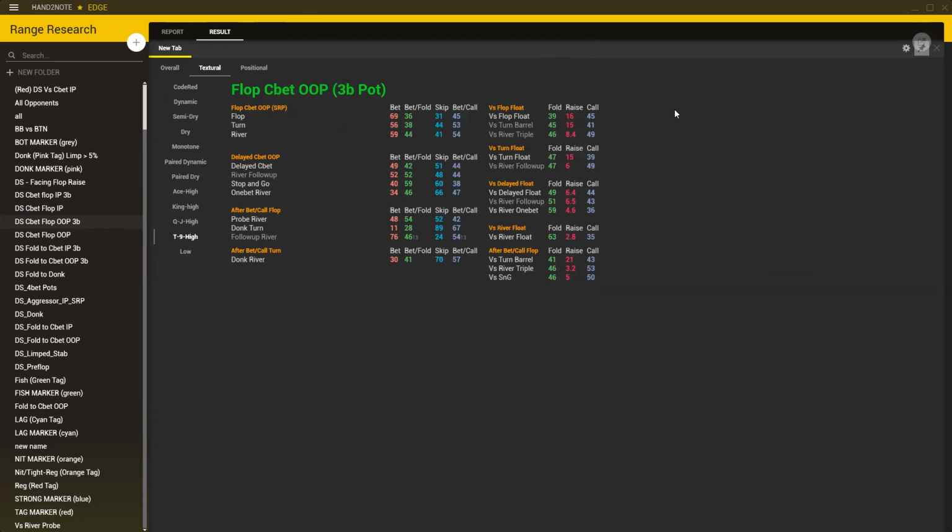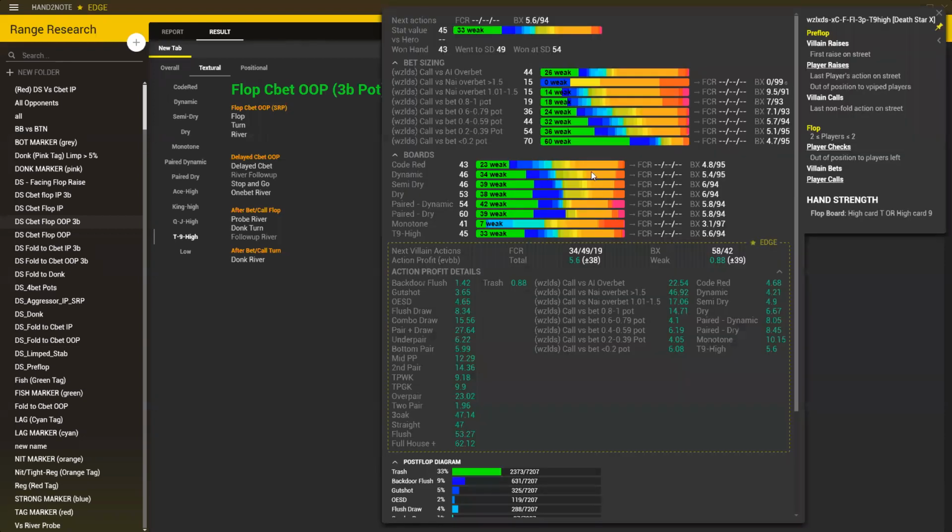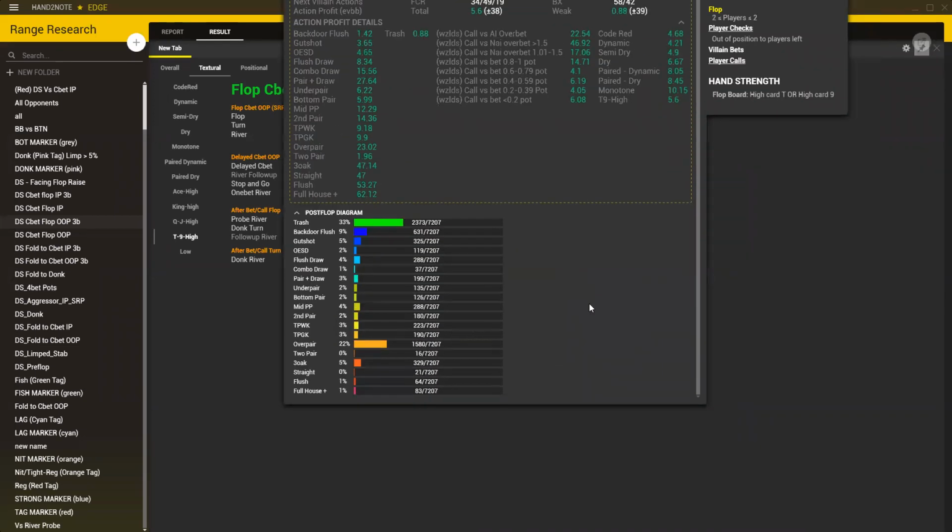Let's see if it's similar on the 10-9 high board as well. Let's just have a look at that check calling range against the float bet there. Same kind of thing, right? There's 2 distinct spikes in that range distribution. There's trash, and you can kind of lump the backdoor flush hands with that. It's like 41% now, 42%, and then overpair.